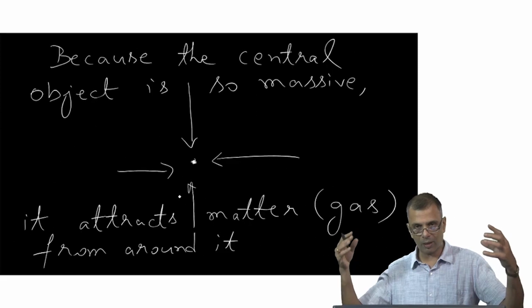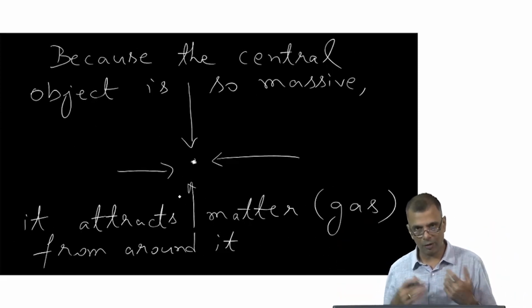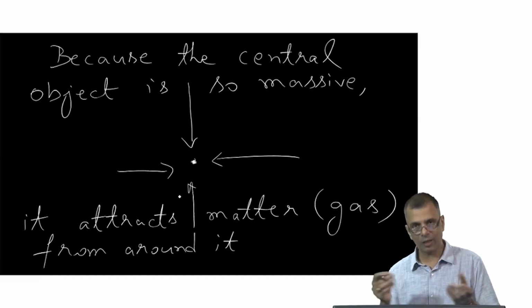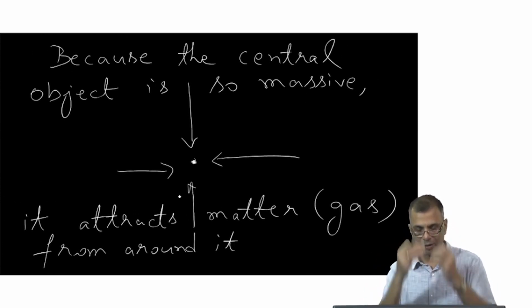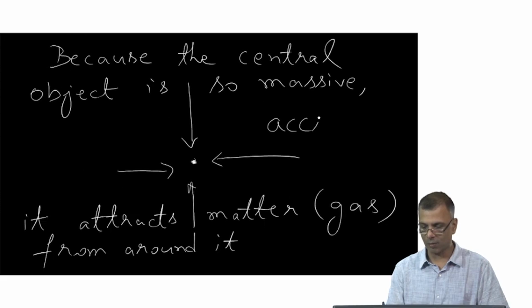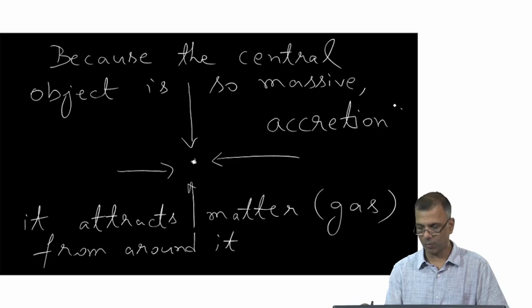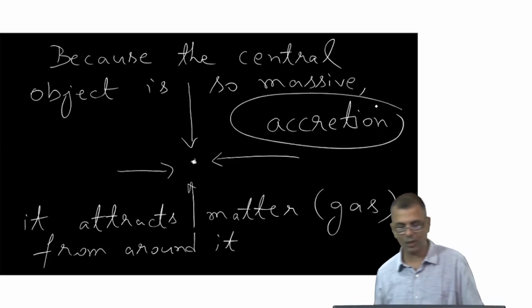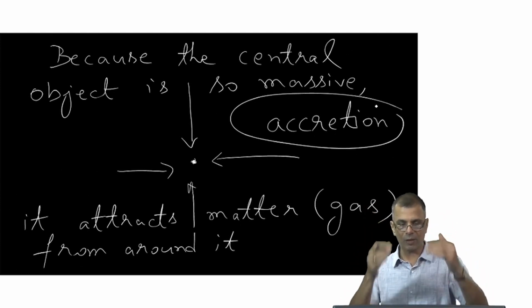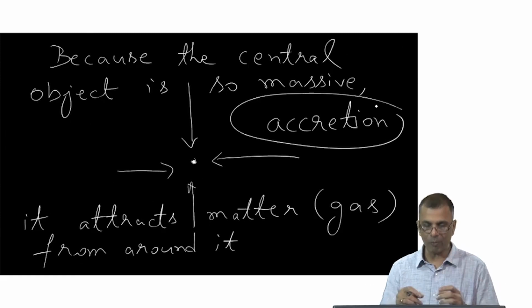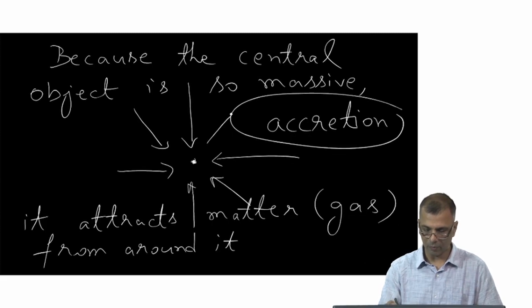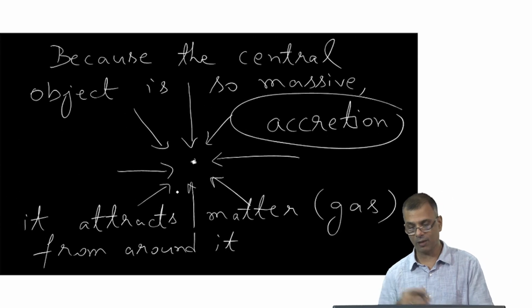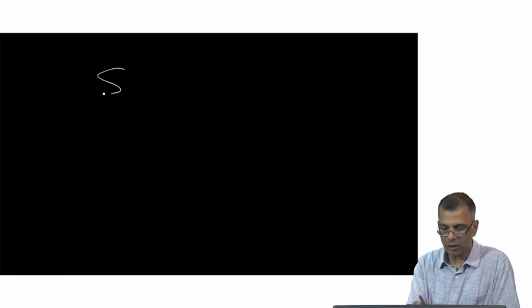The matter gets attracted, and in the case of a neutron star, it settles on the central object, or in the case of a black hole, it gets swallowed by the black hole. So this process of attracting and accumulating matter onto it is called accretion. If you're not familiar with the word, you can look up the dictionary meaning of it. Accrete means to accumulate. So because the central object is so massive, it attracts matter from around it, causing it to accrete. We will consider the special case of spherical accretion.